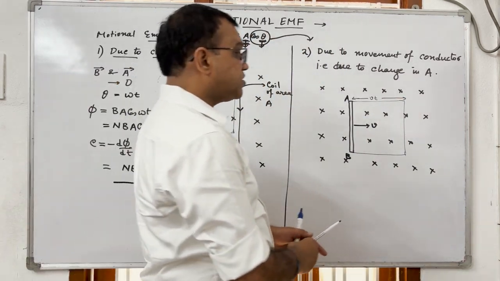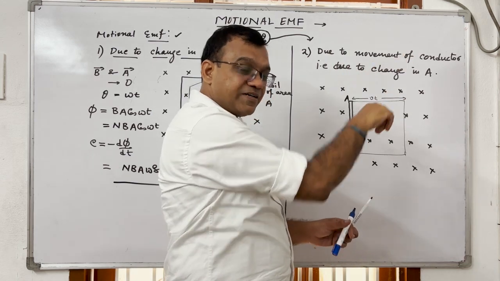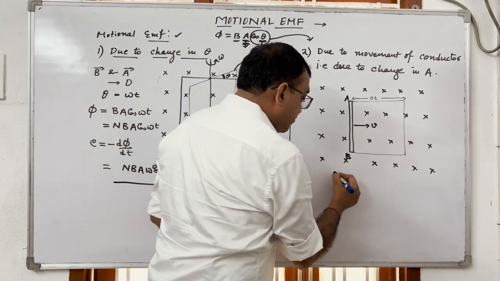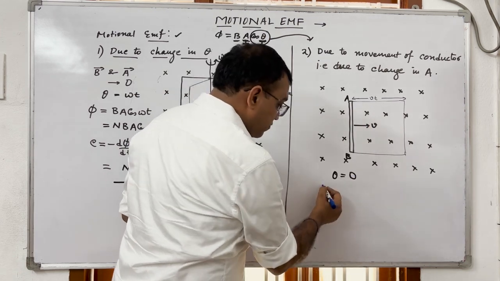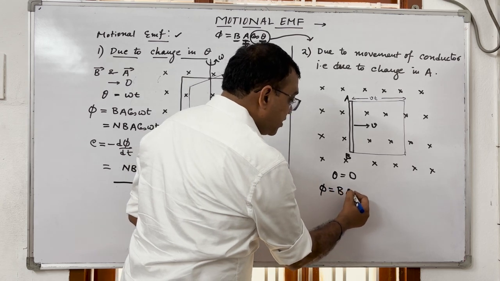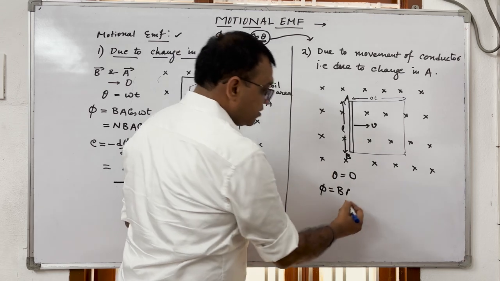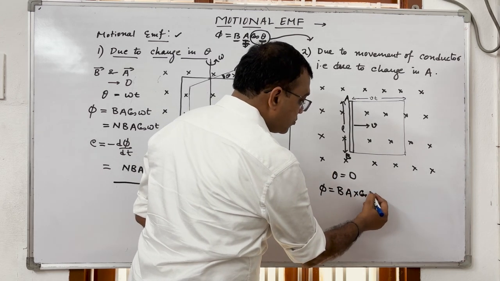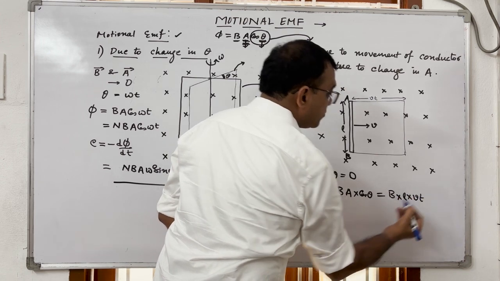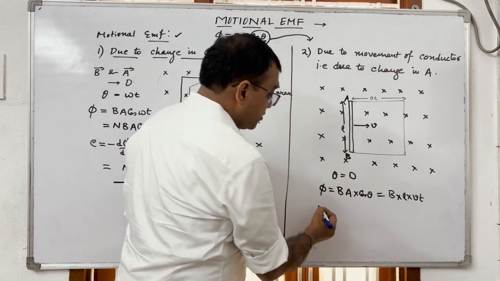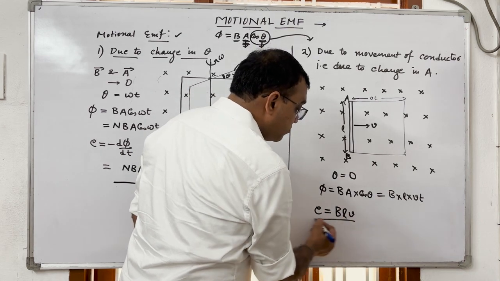Then what is the angle between the area vector and the magnetic field? It is 0. Then we can say flux is equal to BA. If the length of the rod is L, then A is equal to L into Vt, and cos 0 is 1. Then EMF induced will be minus d phi by dt, which will come BVL.